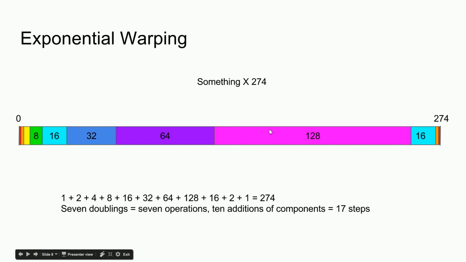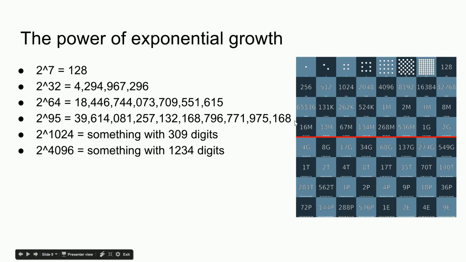So the point here is that the bigger this number gets, we still can get there pretty quick using this doubling, this exponential growth. Here are some powers of 2. Since we're doubling, we were talking about powers of 2. We just did 128. That was 7 steps. 32 steps gets you up to a pretty high number. 64 steps gets you up to this high number.